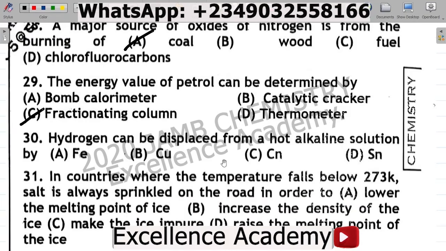All right, let's look at the last question for this particular video. Question number 30. 30 says hydrogen can be displaced from hot alkaline solution by A, iron, B, copper, C, copernicium, D, tin. So which of these is the correct answer? For 30, the correct answer there is iron. So you want to take note that hydrogen can be displaced from hot alkaline solution by iron. Iron is the correct answer.